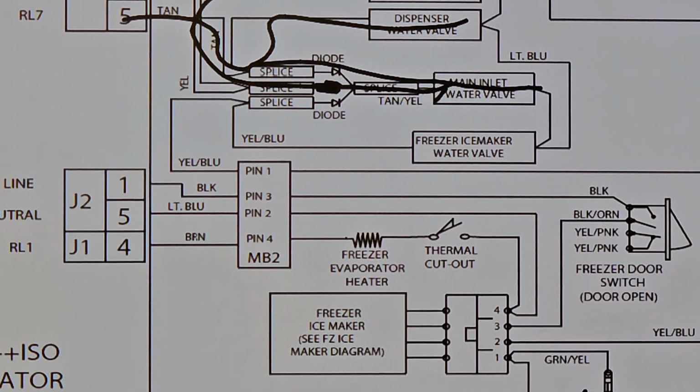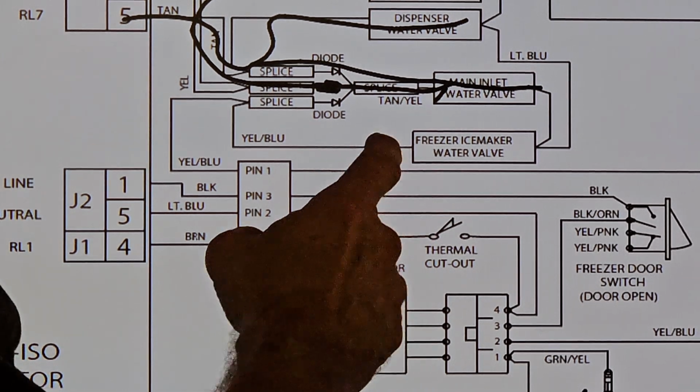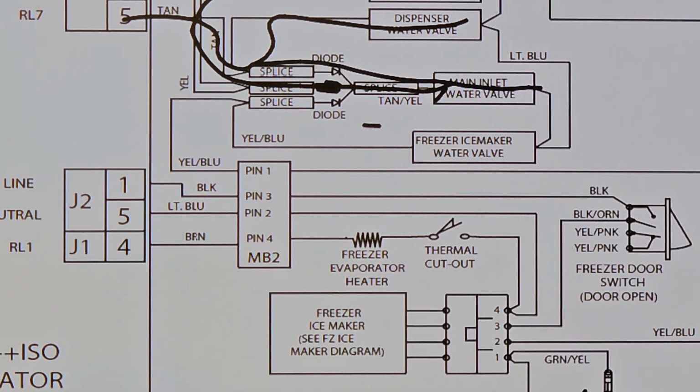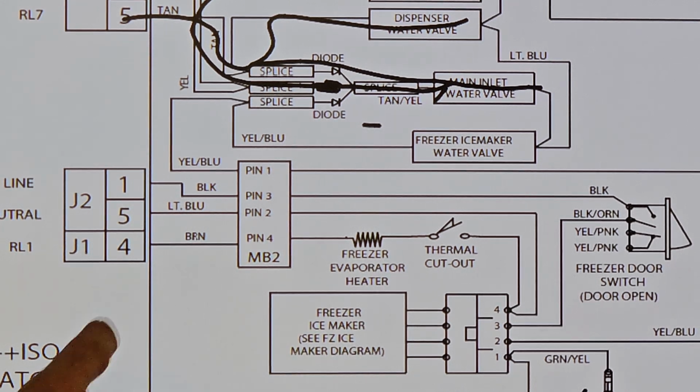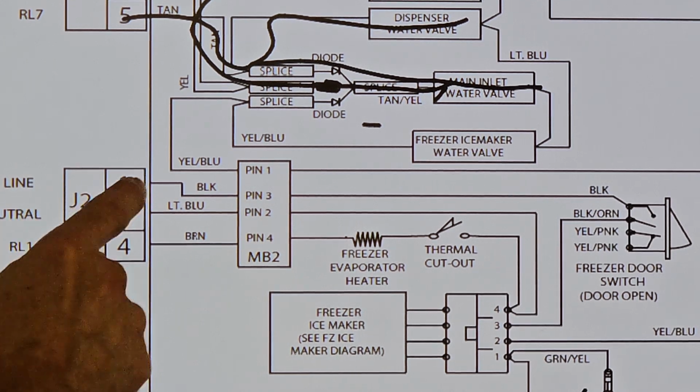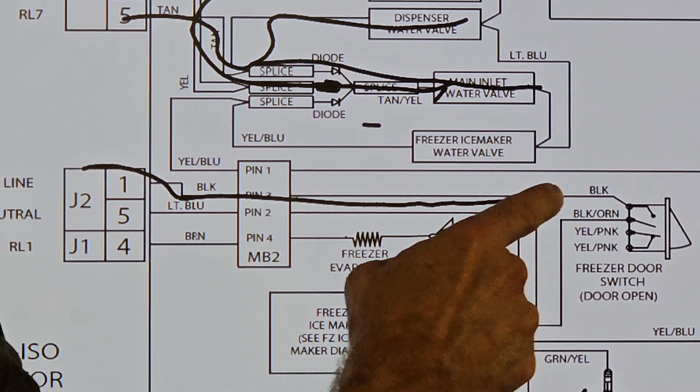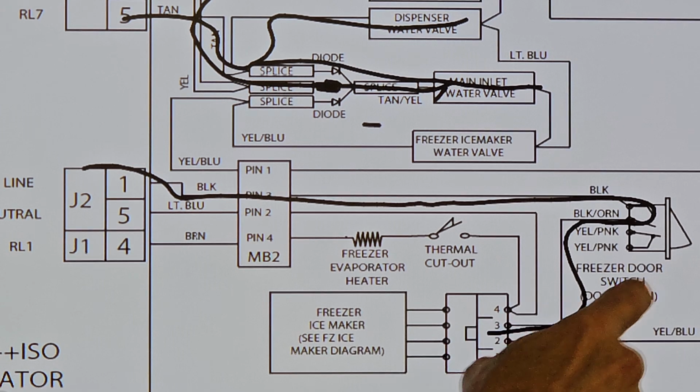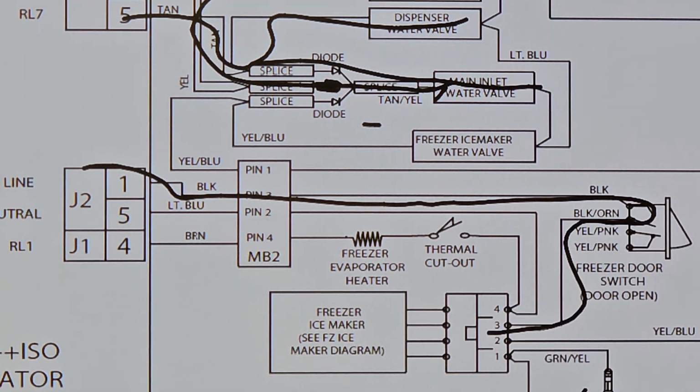But that's what's happening. So this bottom one is when the freezer ice maker calls for water. But in this case, it comes off the ice maker itself. The ice maker has power. Actually, it has light blue, which, no, it's got black here. And it comes in here. So why do we have a door switch connected to it? Why do we have a door switch connected to the ice maker?